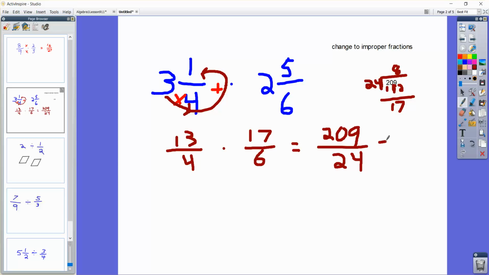So my answer here as a mixed number is 8 and 17 24ths, right? So that would be the answer with this one.